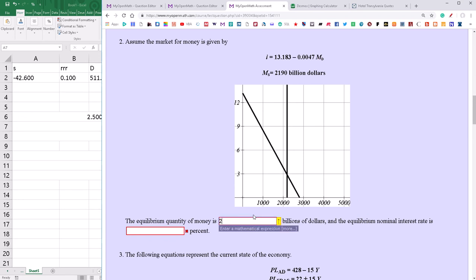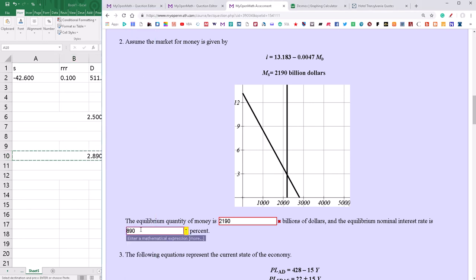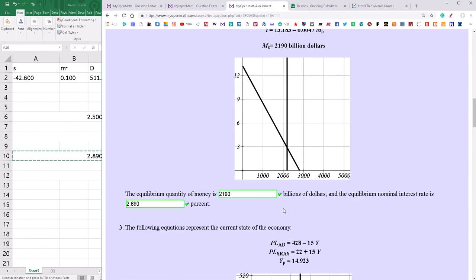The equilibrium quantity is 2190. And we're going to go over here and type equals 13.183 minus 0.00047 times the quantity of money, and the quantity of money is 2190. So we're plugging the 2190 into the nominal interest rate equation, and we get 2.890. That's the equilibrium. And we'll hit enter to see if we got everything right, and it looks like we do.